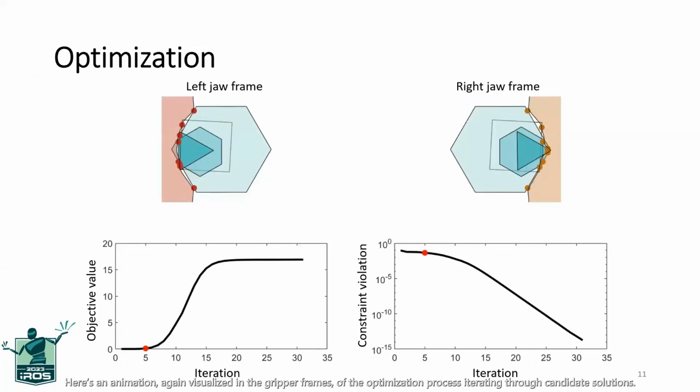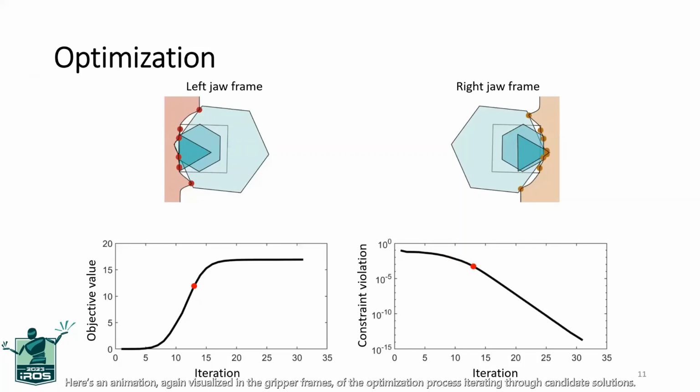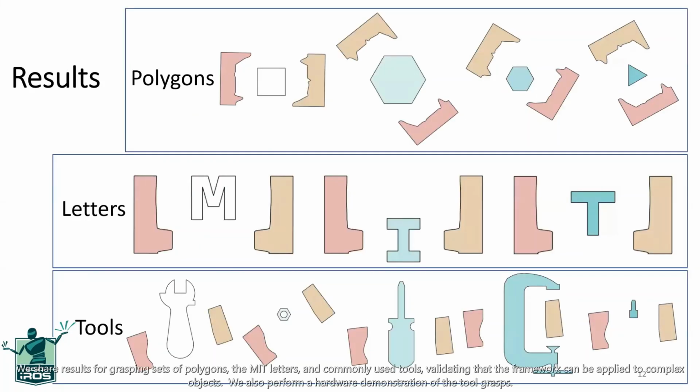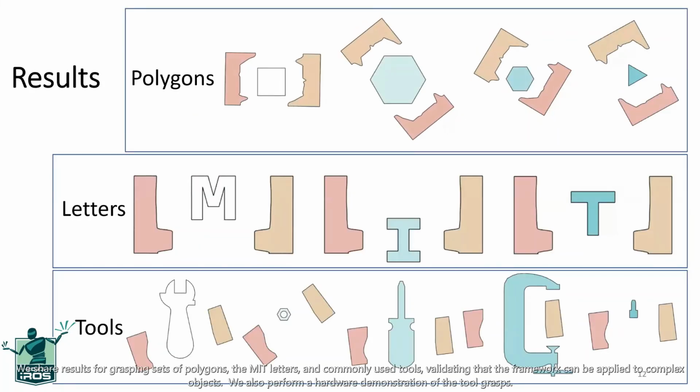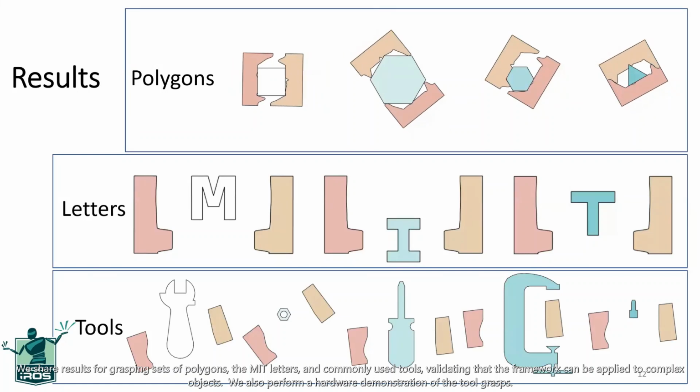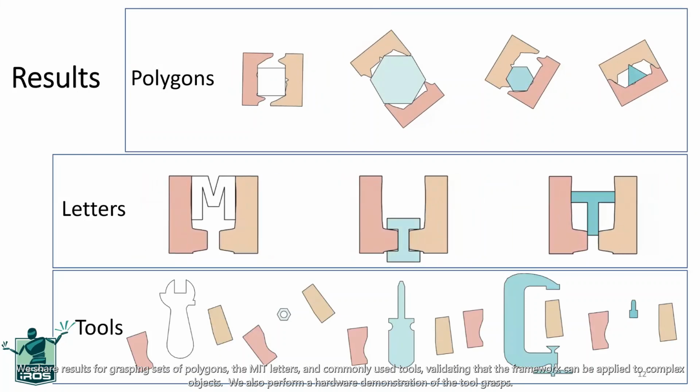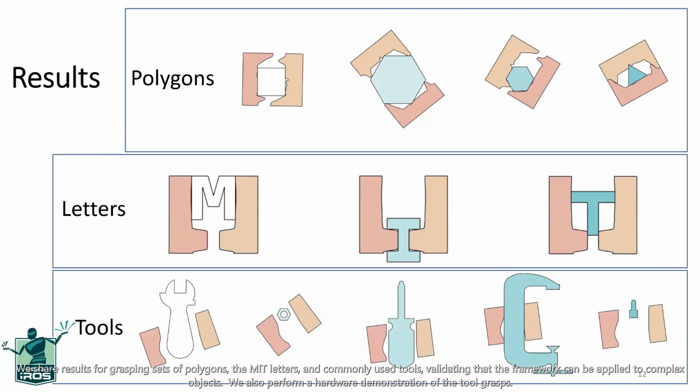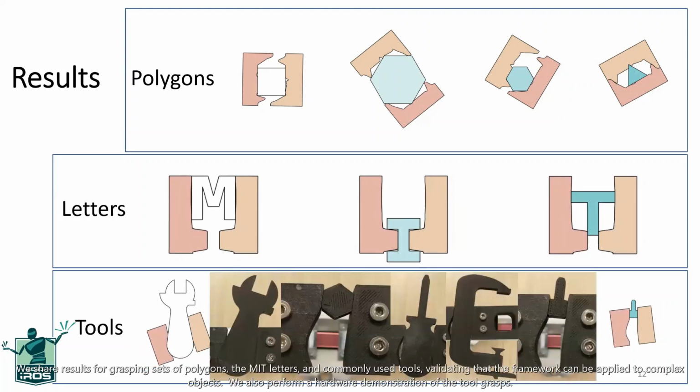Here's an animation, again visualized in the gripper frames, of the optimization process iterating through candidate solutions. We share the results for grasping sets of polygons, the MIT letters, and commonly used tools, validating that the framework can be applied to complex objects. We also perform a hardware demonstration of the tool grasps.